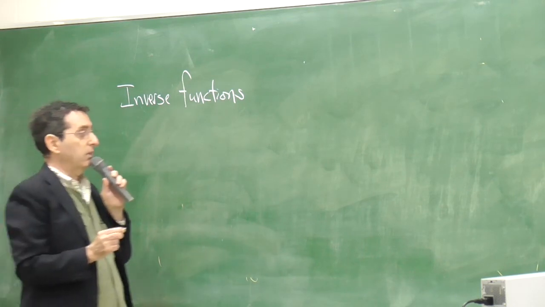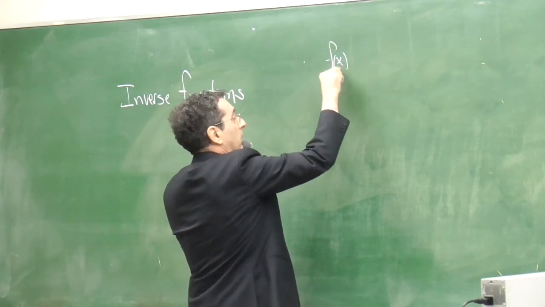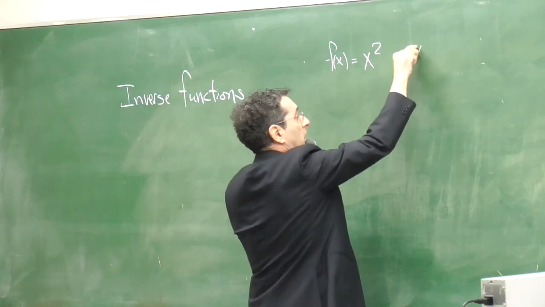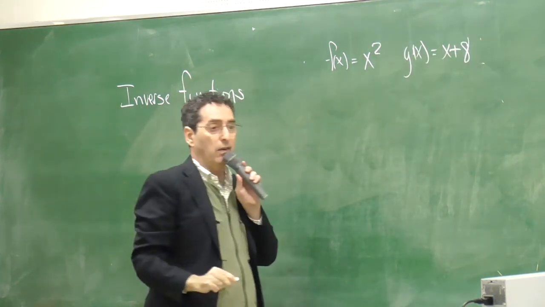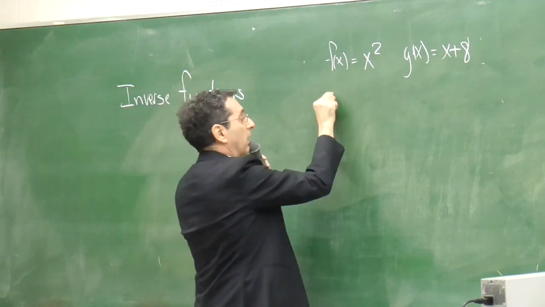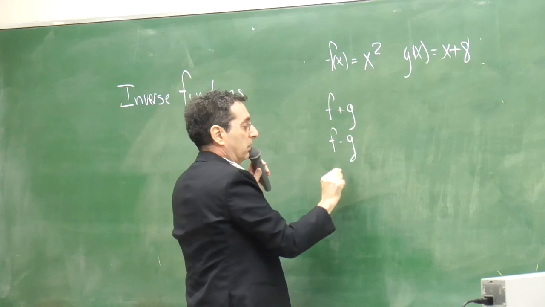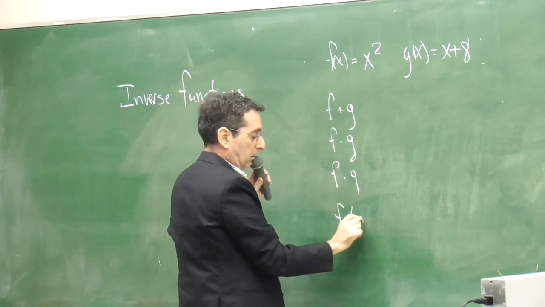Sorry, before that, I need to do something else. Let's take two functions. f equals x squared, and g equals x plus 8. So we can talk about f plus g. We can talk about f minus g. We can talk about f times g. We can talk about f divided by g.